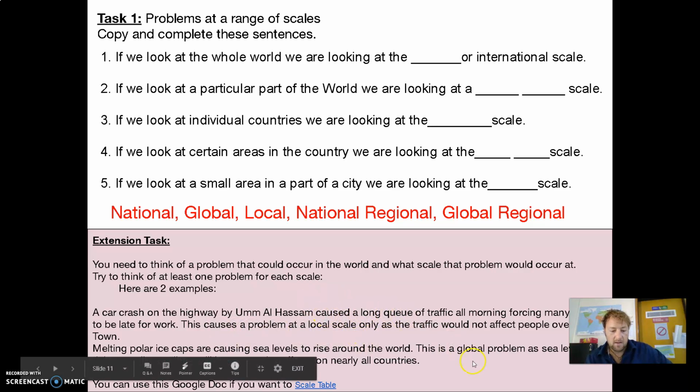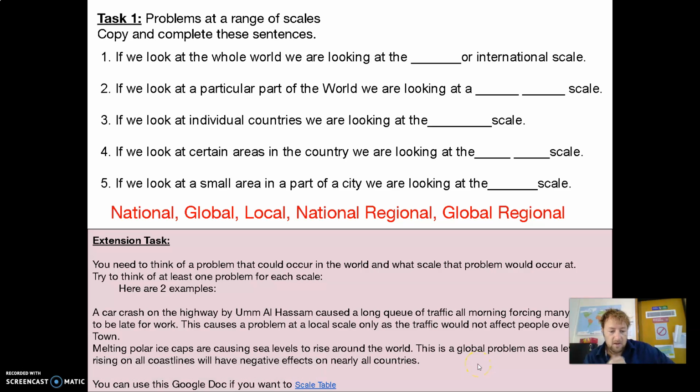Okay? And then I've got here, melting polar ice caps are causing sea levels to rise around the world. This is a global problem, as sea levels rising on all coastlines will have negative effects on nearly all countries. Now, I know there are some countries that are landlocked, so they're not affected by sea level rise, but generally we could call that a global problem because it's happening across the board, across the globe.